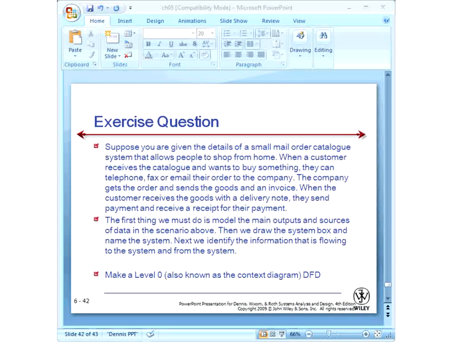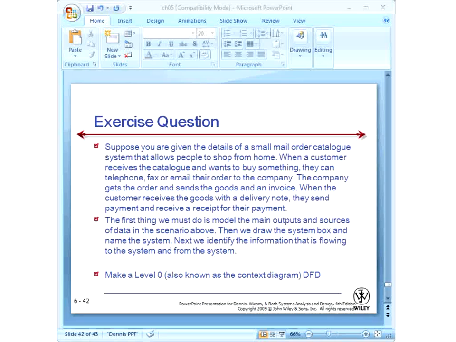You were given the details of a small mail order catalog system that allows people to shop from home. Whenever a customer receives the catalog, which is the first thing, they have the options to order by telephone, fax, or email to the company. So this is the data which is flowing from the customer to your system.